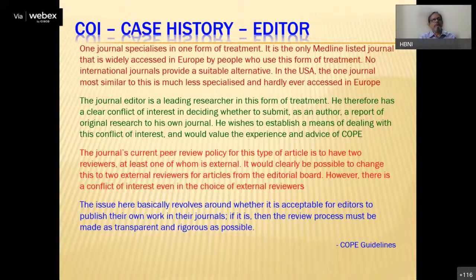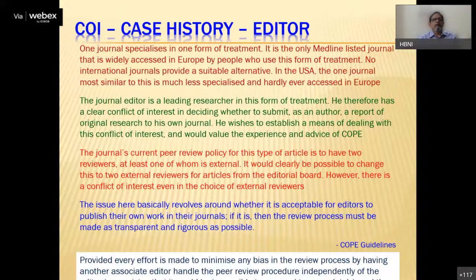So what is the issue here? It basically revolves around whether it is acceptable for editors to publish their own work in their journals. If it is, then the review process must be made as transparent and rigorous as possible. And if they decide to accept and publish that particular manuscript, they may even put a note saying that this person is also the editor of the journal or is on the editorial board, but such and such review process was followed in this particular case.